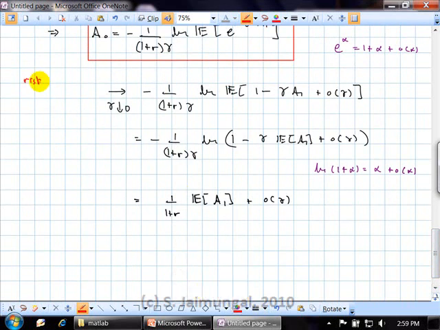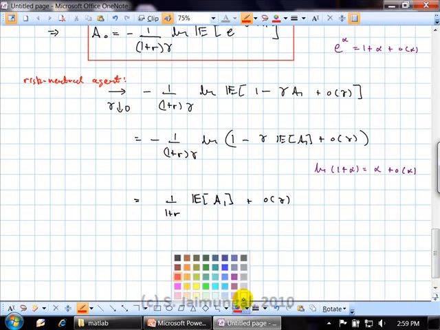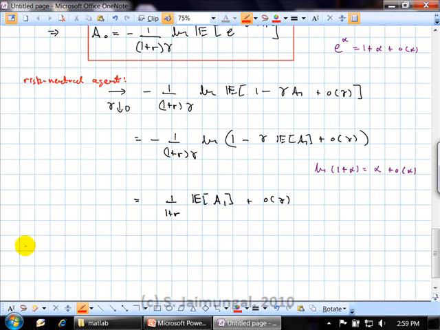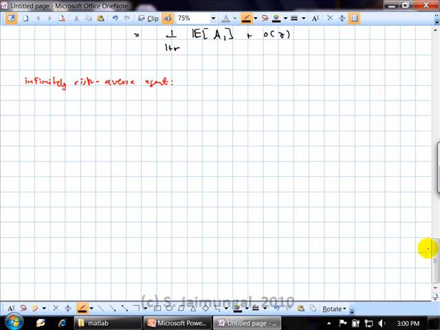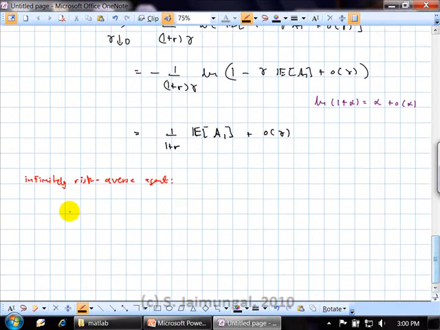This is the risk neutral agent. And now we're going to look at the infinitely risk-averse agent. Okay, so for the infinitely risk-averse agent, given that financial intuition that we've got there, what we're going to try to do is take... Sorry, there's a logarithm missing here. So that was our result that we had from above. I just copied it over.